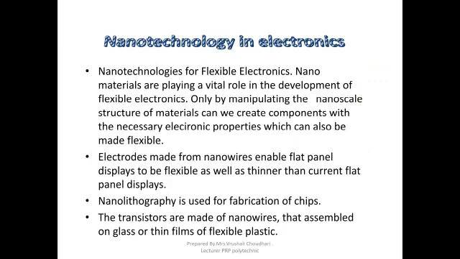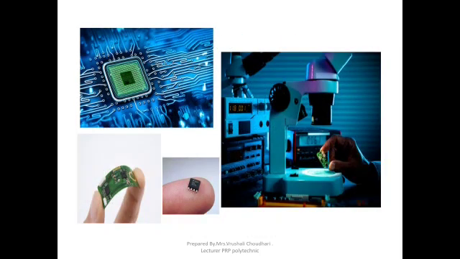The transistors are made up of nanowires that assemble on glass or a thin film of flexible plastic. See, this is achieved due to nanotechnology. Very small size boards, capacitors and electronics are available due to nanomaterials. And it is flexible also, durable also.